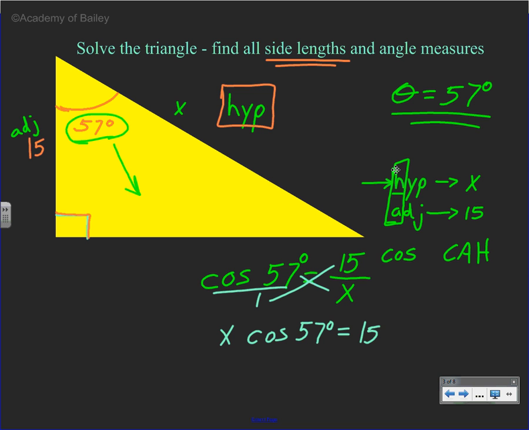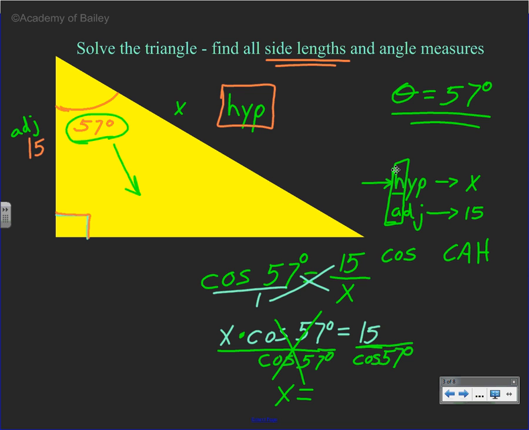And so if we look, how do we solve this? If we have x times the cosine of 57, what's the opposite of multiplying by the cosine of 57? It is dividing by the cosine of 57 degrees. And so you divide both sides by the cosine of 57 degrees. We know that the cosine of 57 degrees cancels out on the left, so we're left with x is equal to.